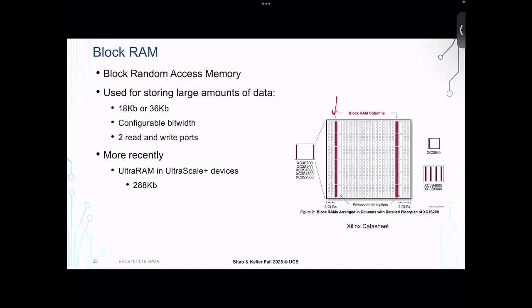They'll typically have different options for sizes, 2 read and write ports, which is nice. Newer FPGAs have larger block RAMs, which means that you can have one big one, which is more efficient rather than having to compose it out of many little ones. But this is the equivalent of SRAMs in the ASIC world.